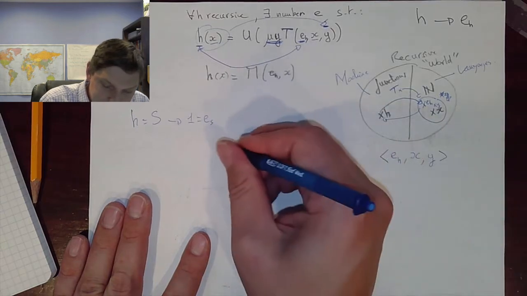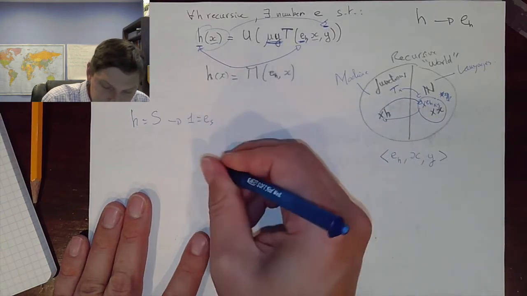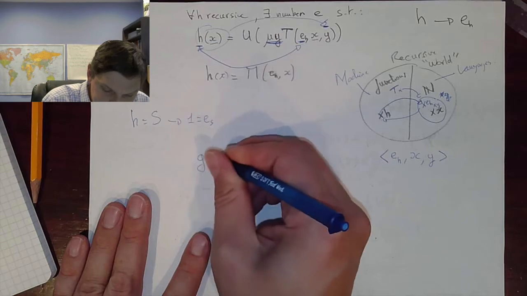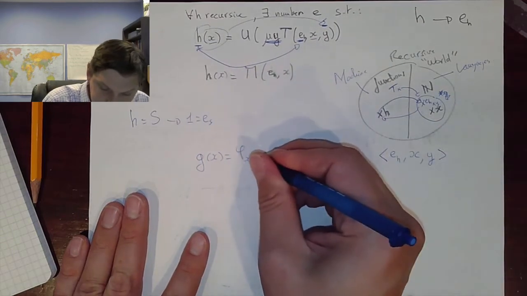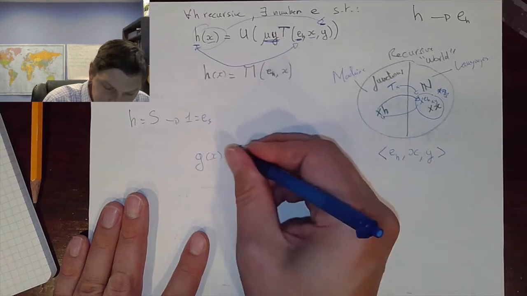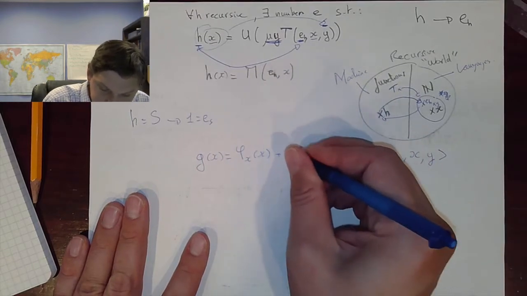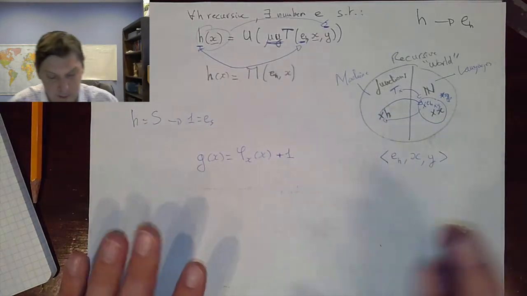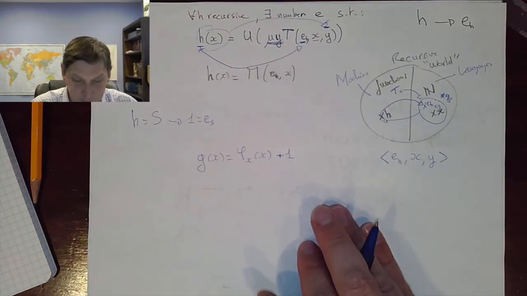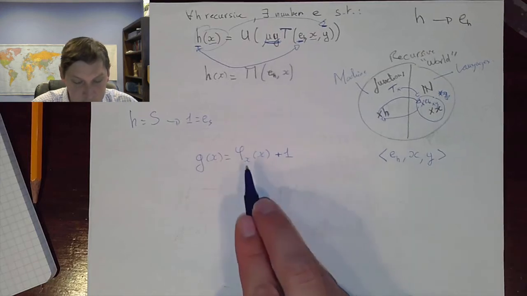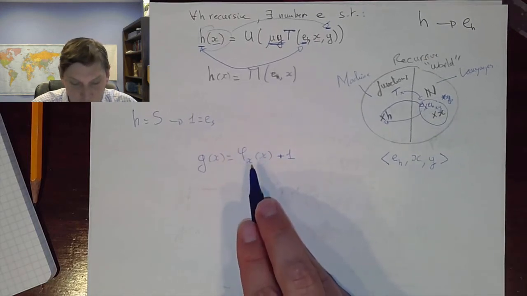Take the following function: g of x equals phi x of x plus 1. And this is in the notes as well. Sorry, I forgot to define phi first.